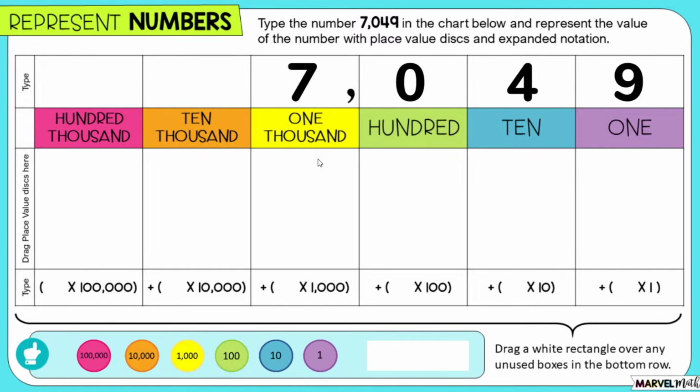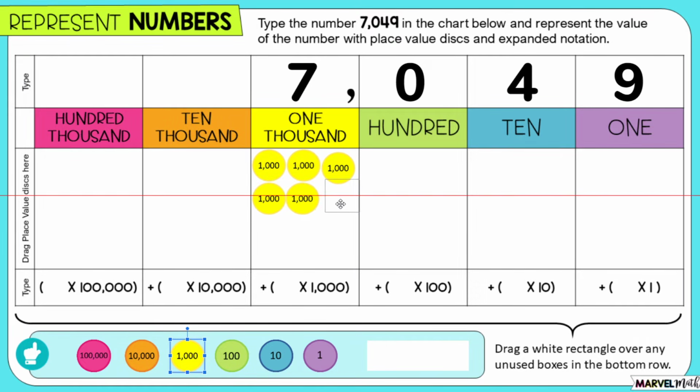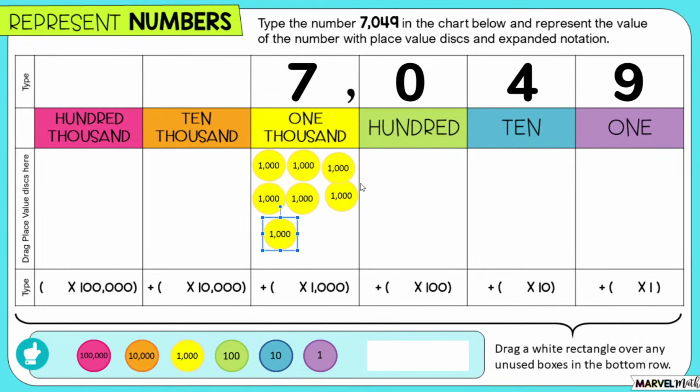All right, now I need to represent that with place value discs. So down here to represent 7,000, I'm going to need 7 of my 1,000 discs. So I'm going to move those up. All right, so I have 7 there. Now I don't have any hundreds, so I'm not going to move any place value discs here. I have 4 tens, so let's put those over here.